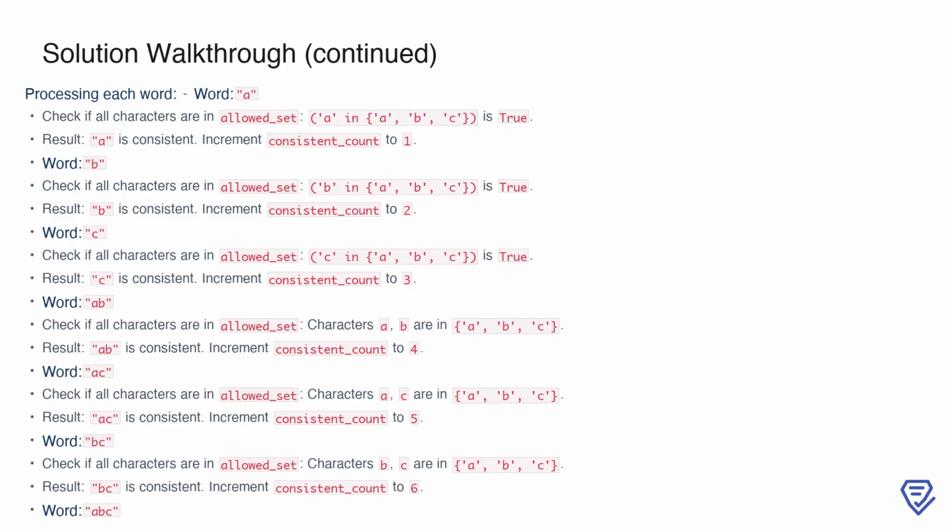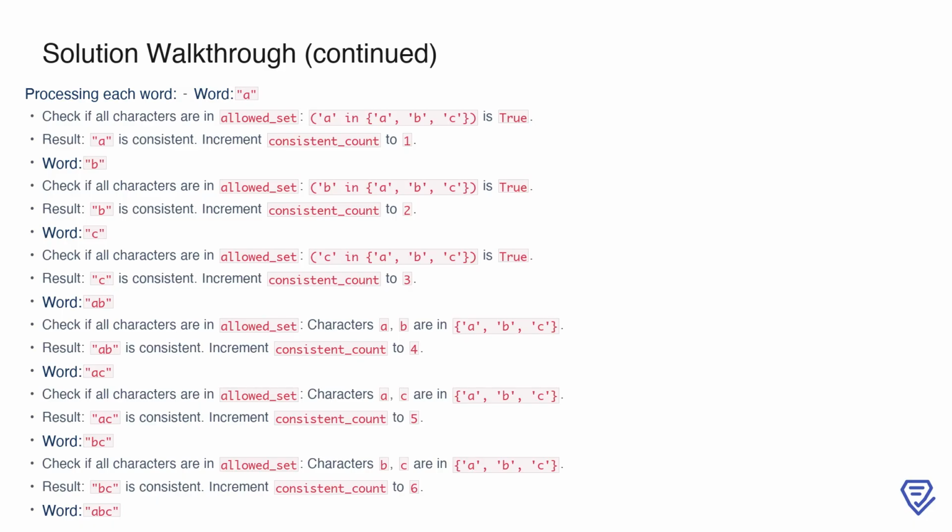The character A is indeed in the set, so A is consistent, and we increment consistent_count to 1. For the next word, B, its only character B is also in the set, making it consistent. We increment consistent_count to 2. The word C is checked next, and since C is in the allowed_set, it is consistent as well, and consistent_count becomes 3. Then, we process AB. Both of its characters, A and B, are found in the set, so AB is consistent, and we increment consistent_count to 4.